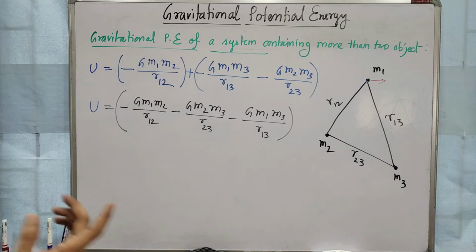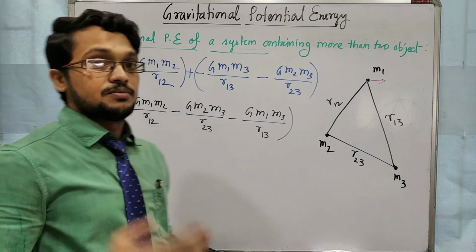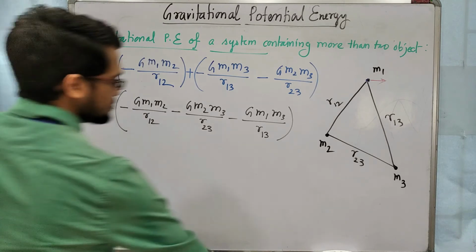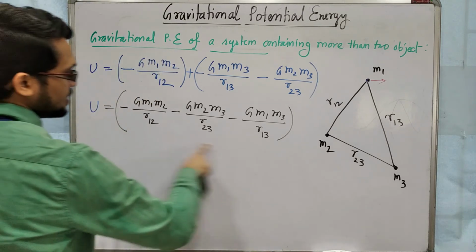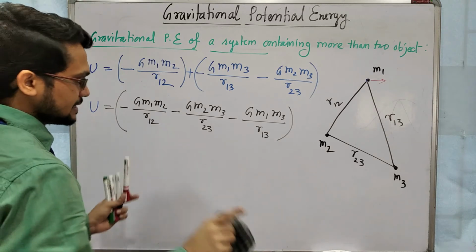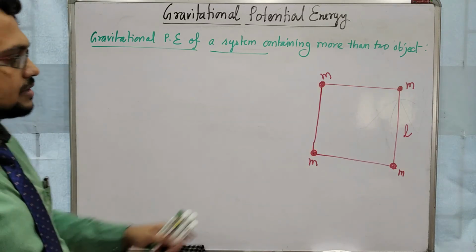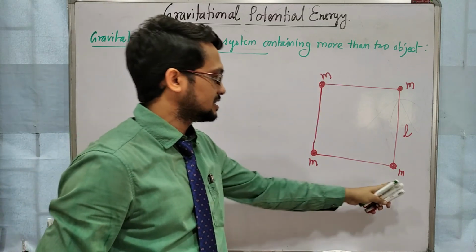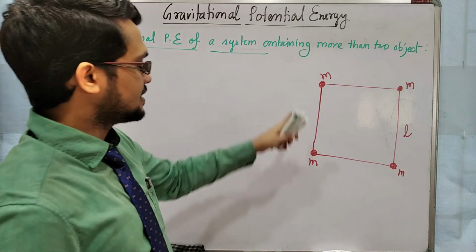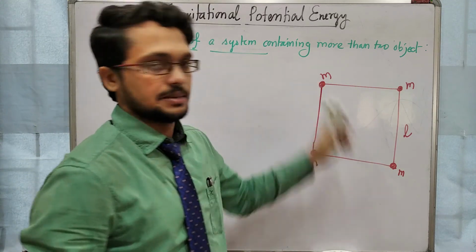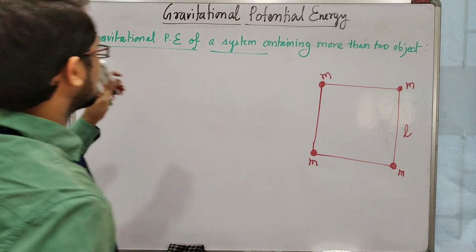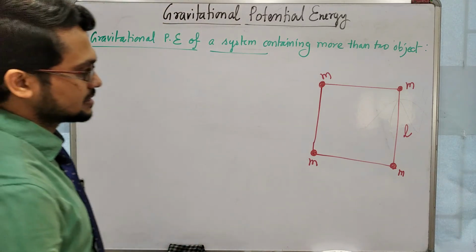Now I am giving one numerical for four objects. Look at this, how you can solve. So I am erasing this. Keep in mind we have to take all the combinations. So look at here now. This is one system of four masses, each of mass small m, and they are forming a square system. For this system you are asked to find the potential energy of this system.